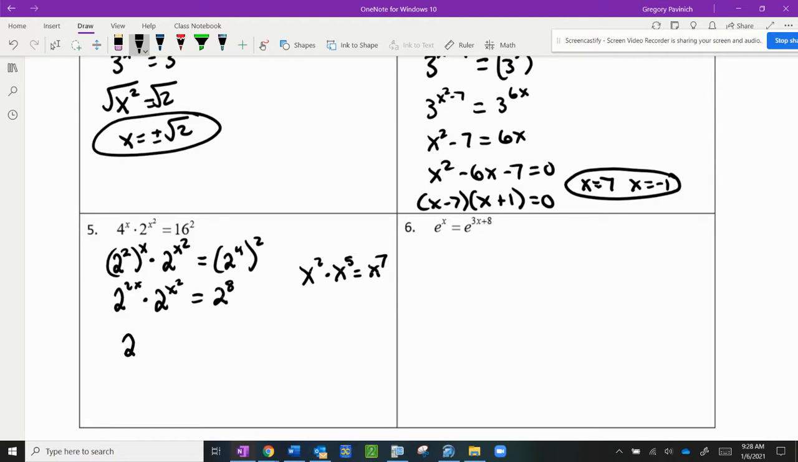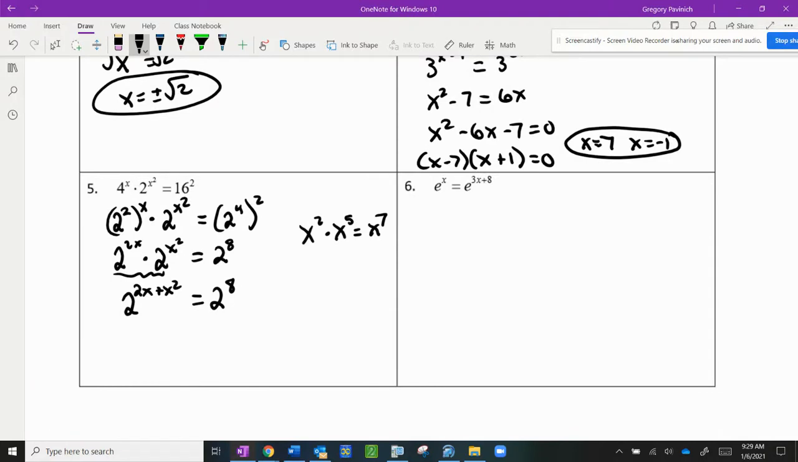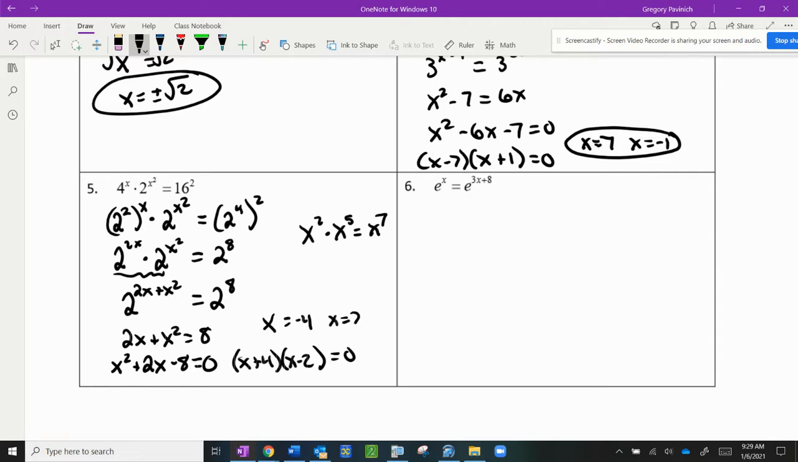Same thing here. I've got that common base 2, and I have 2x plus x squared. Now I have my one-to-one property, and I can set my powers equal to each other, and I have 2x plus x squared equal to 8. I'm just going to subtract the 8 over and write this in standard form so I can factor and solve: x plus 4 times x minus 2, and x is equal to negative 4 or positive 2.